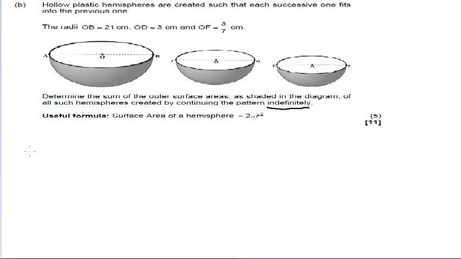So what I should do is try to get the first three areas. So the first area will be, let's call it T1. If I sub in the first radius, which is 21, and they've given me the formula for the area of a hemisphere, which is 2 pi r squared. So for the first one, the area will be 2 pi, the radius is 21 squared. And if I leave the answer in terms of pi, 21 squared multiplied by 2 gives me 882 pi.